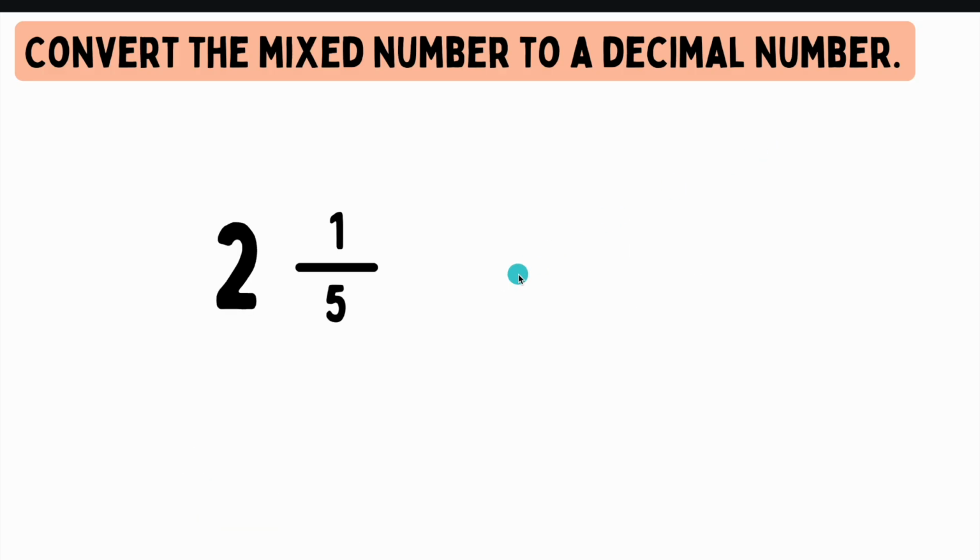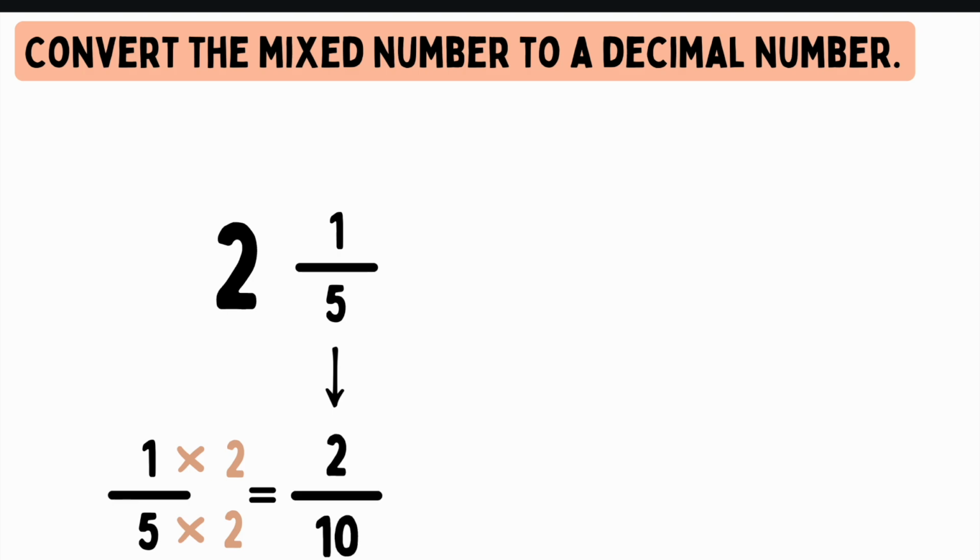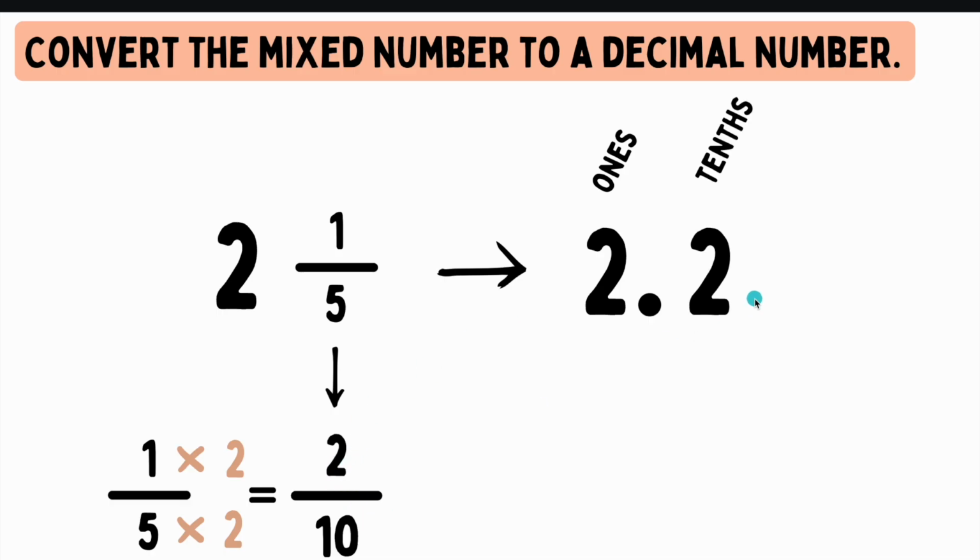2 and 1 fifth. Let's start by converting the fifth into tenths. We have 1 fifth. We have to multiply the numerator by 2 this time and the denominator by 2. 1 times 2 equals 2, and 5 times 2 equals 10. Now we have 2 tenths. So we have 2 and 2 tenths. 1 fifth is equivalent to 2 tenths. We will write 2 ones. Now we need the decimal point, and we will write 2 tenths, a 2 in the tenths place. 2.2, or 2 and 2 tenths.